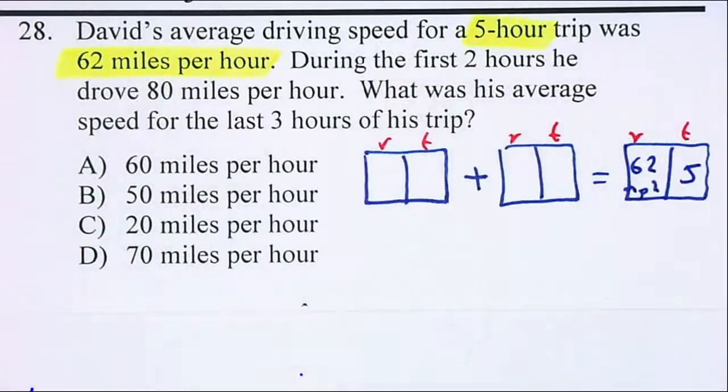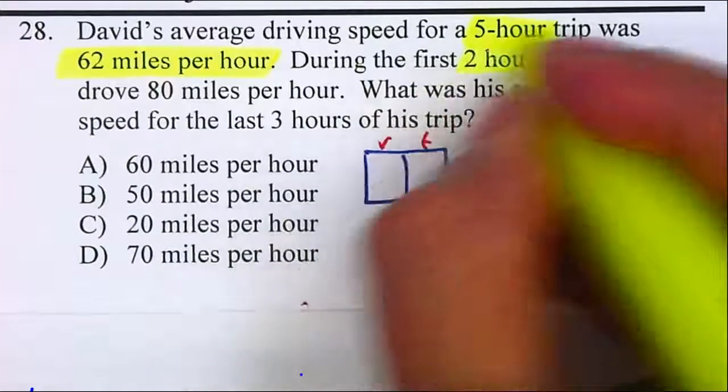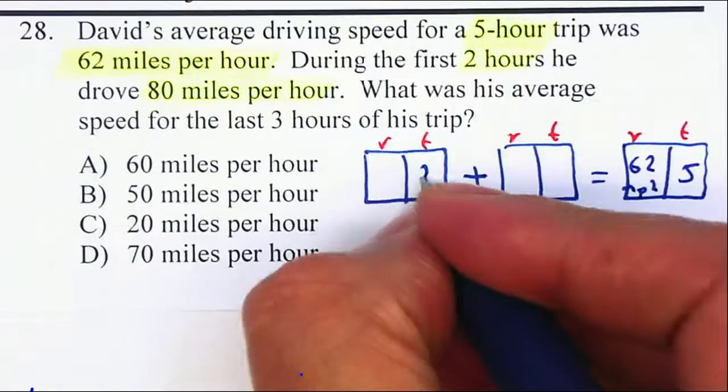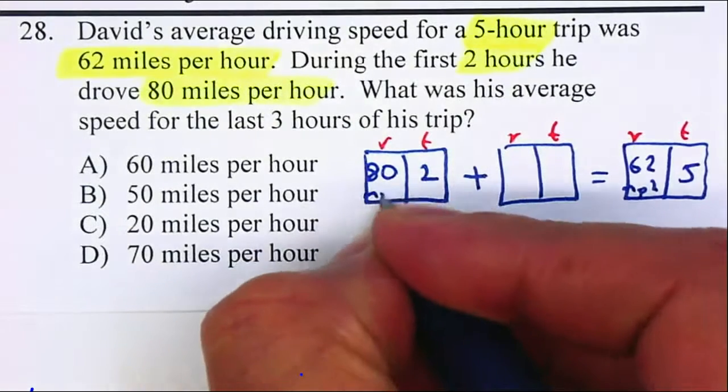During the first 2 hours, he was going pretty fast, 80 miles per hour. So the first 2 hours he was going 80 miles per hour. He was breaking the law.